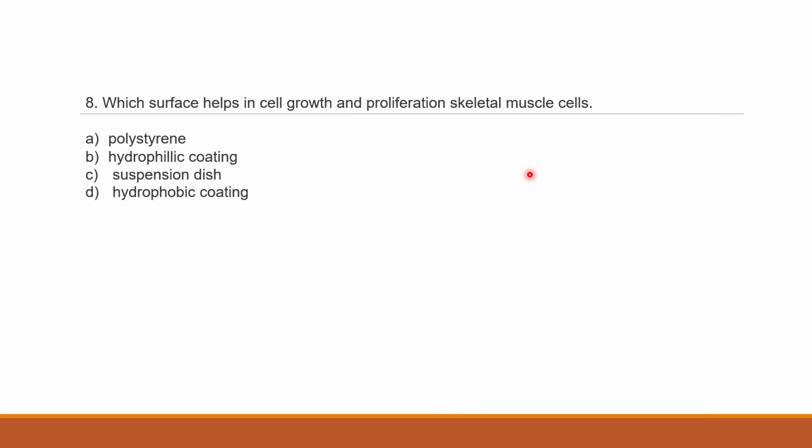Okay, so the next question is, which surface helps in cell growth and proliferation of skeletal muscle cells? A. Polystyrene, B. Hydrophilic coating, C. Suspension dish, and D. Hydrophobic coating. Anyone wants to answer?